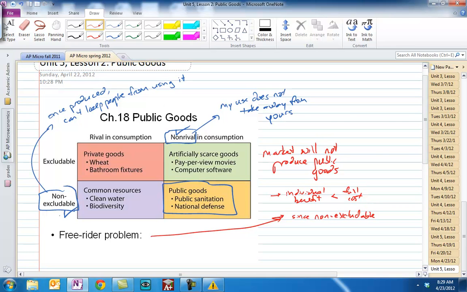Public goods are those that are both non-excludable and non-rival in consumption. And this table goes through some other categories here. Then our classic goods that are provided by the private market are two examples here: wheat and bathroom fixtures. It could be any two examples of things that you buy in a store; they are generally private goods. They're the opposite of public goods. We're not going to get into these other two categories, artificially scarce goods and common resources, but there's some pretty interesting theory behind those too.